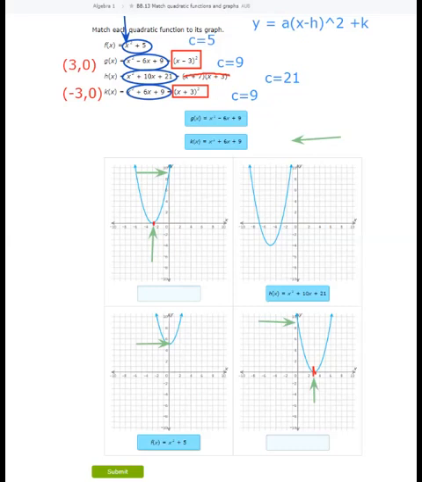So that's now enough information for us to figure out the last one. So the positive 3, 0, or the g of x, is going to go here with the one that has the positive 3, 0 vertex. And our last equation that had the y-intercept of 9 and a vertex of negative 3, 0 is going to go with that first graph.